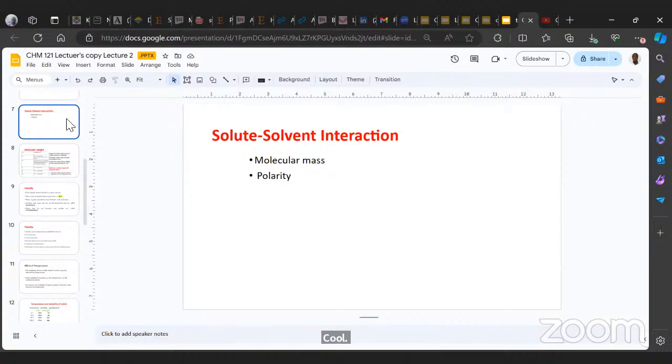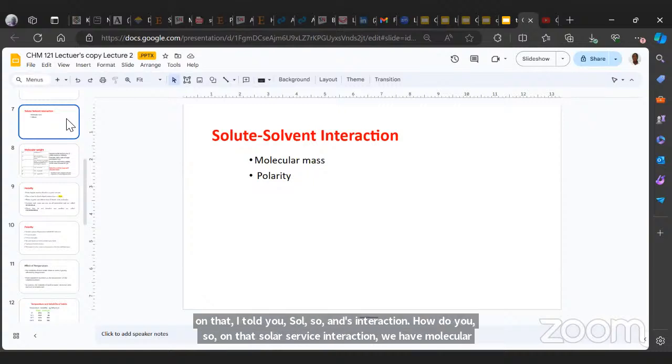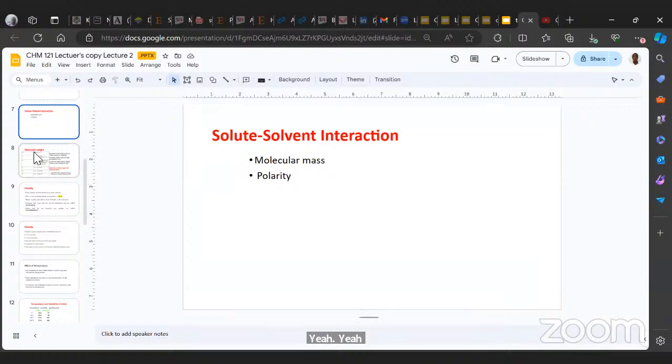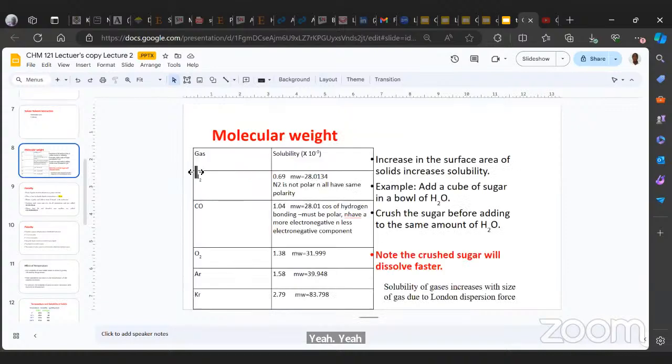So under solute-solvent interaction, we have molecular mass and polarity. You know that molecular mass is also called molecular weight. So there are 3 things that first affect the solubility of our substance.